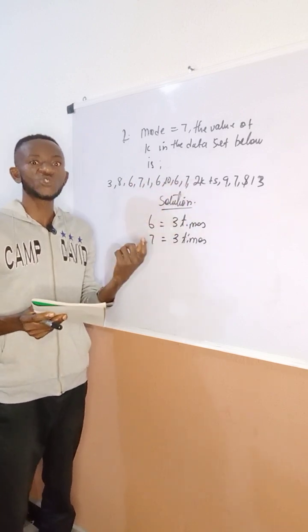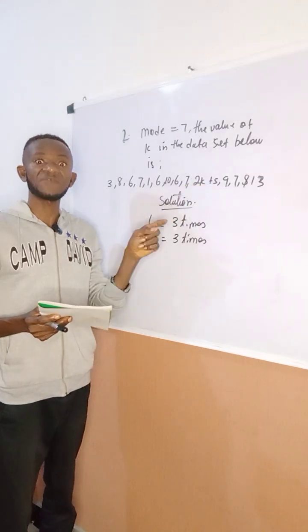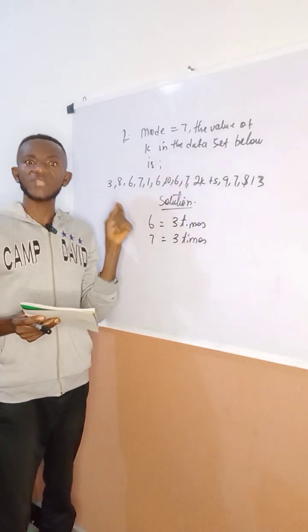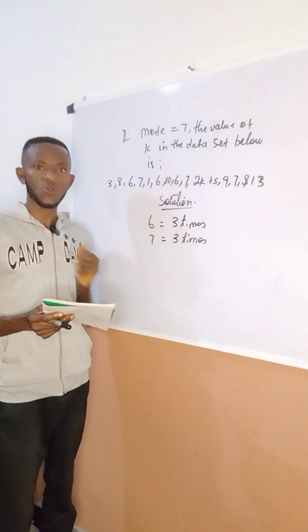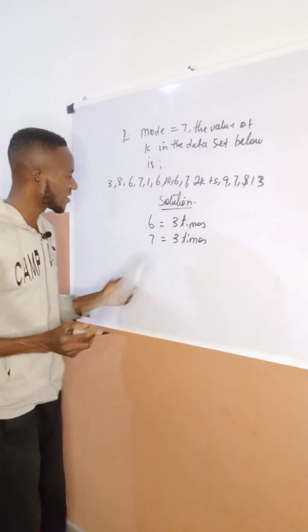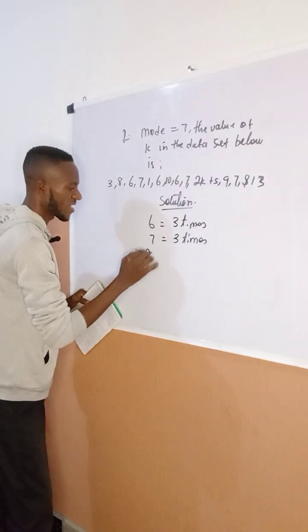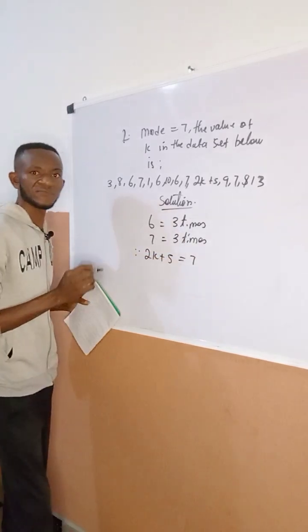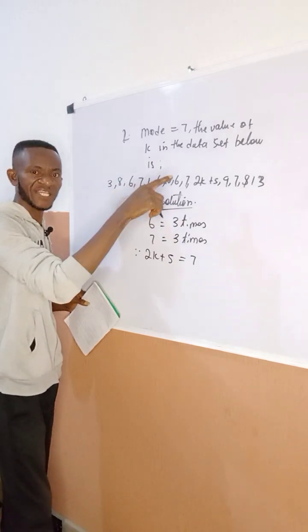So we are going to assume that this 2k plus 5 is the value 7. Because if it becomes 7, 7 must have occurred 4 times, which exceeds the number of times that 6 occurred. So we are going to say, therefore, our 2k plus 5 equals what? 7. In order to make 7 become the mode of this data set.